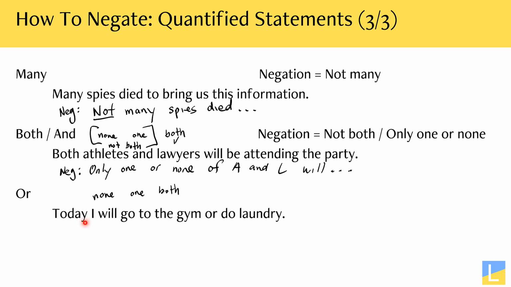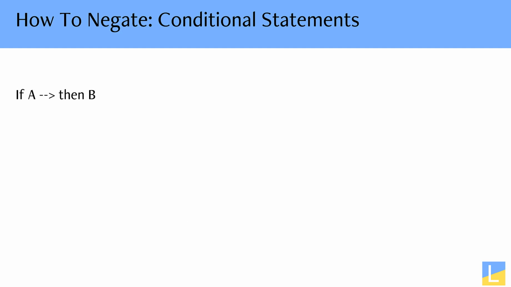The initial statement, today I will go to the gym or do laundry, meant that I'm going to do one of these two activities or even both of these two activities. So if that's the realm of or, what does it mean to say we are not in that realm? Negating or. Well, that means we're in the none category. And that's why the negation of or is pretty simple. It just means neither or none. So those are the rules on how to negate quantified statements.